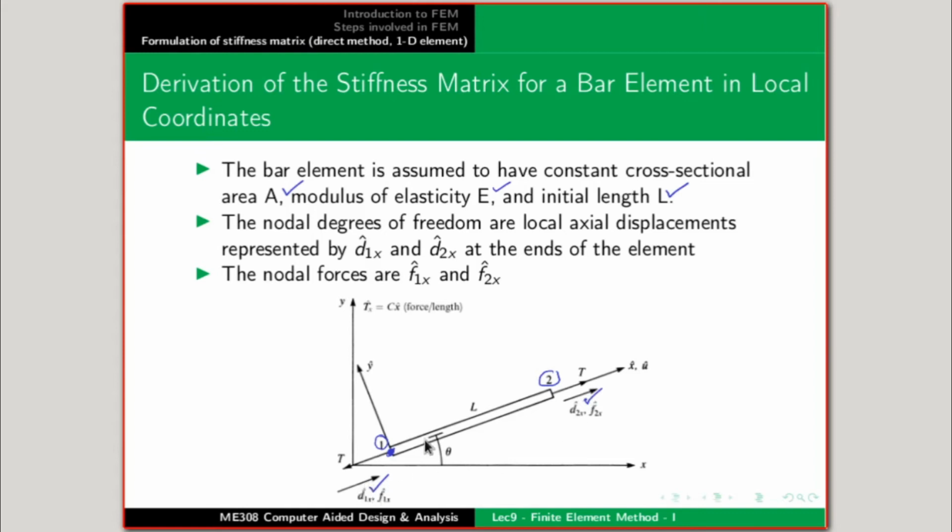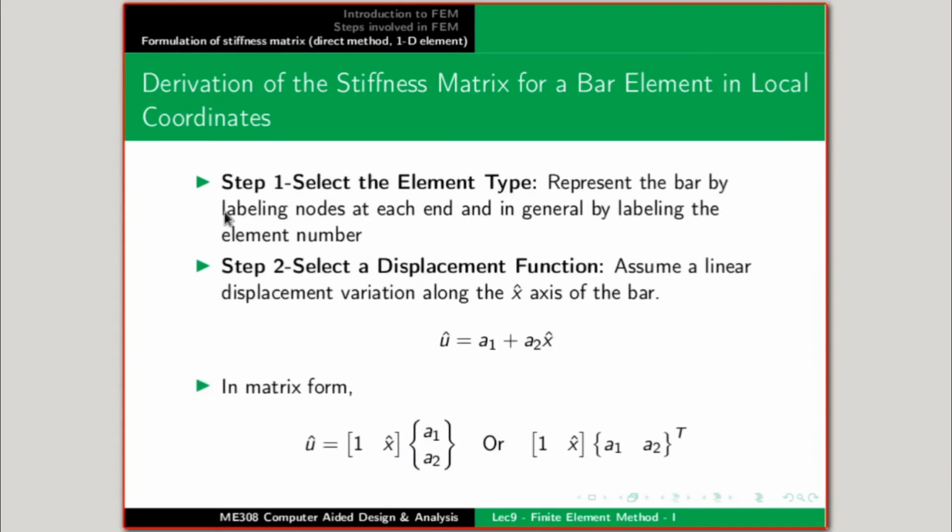So this cap represents the local coordinate system. Similarly, we have f1x and f2x, which represent nodal forces. The force acting on node 1 is represented as f1x cap, and the force acting on node 2 is represented as f2x cap. As we have seen earlier, the first step involved in any finite element formulation is the selection of the element type.